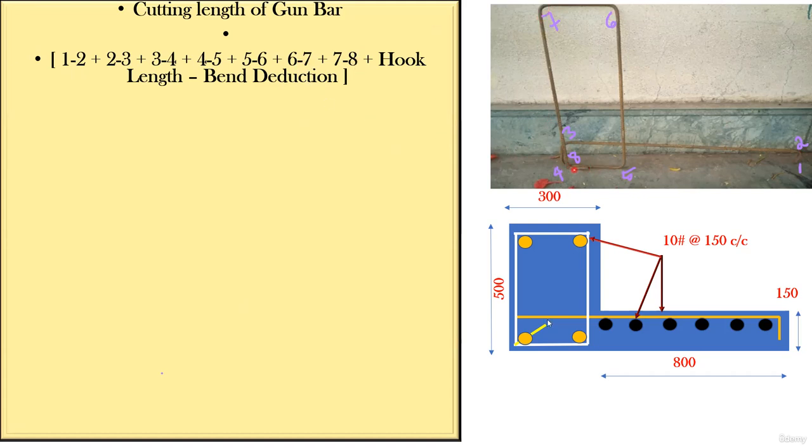Plus you have this hook, right? This is the hook which has to be bent at 135 degrees, so I'll be adding this hook length. And wherever you want to do the bend deduction, you can do it. This much is clear? Good.